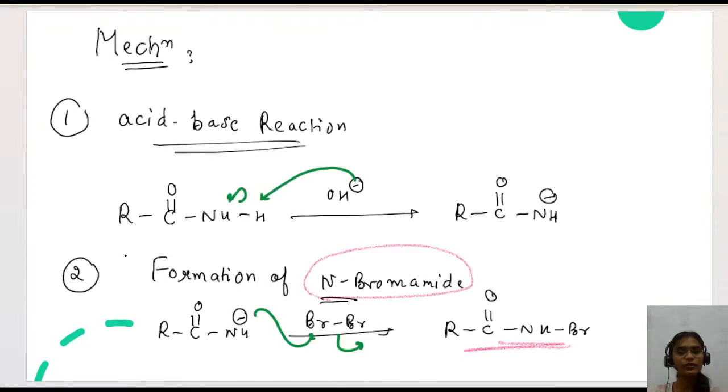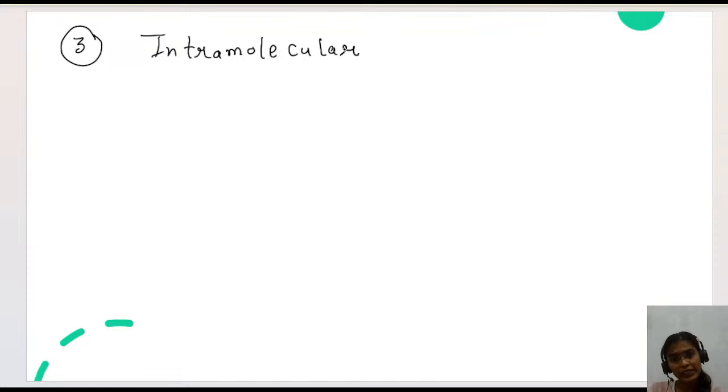After this is generated, let me just write N-bromoamide. After the generation of N-bromoamide, an intramolecular rearrangement is going to happen. Do you know the step number three is a common step in every kind of rearrangement reaction? So step number three is what? It is intramolecular. As the name suggests, in this case we are not going to add anything from outside; the rearrangement is going to happen inside. So it's an intramolecular rearrangement.